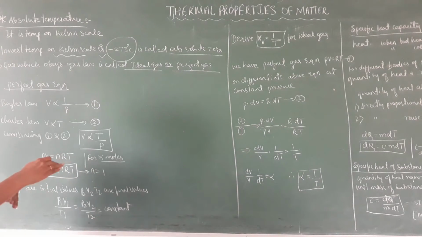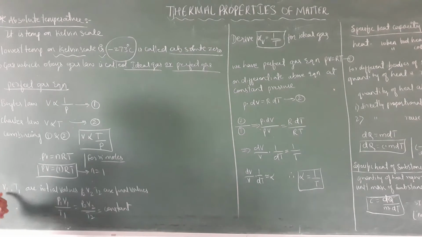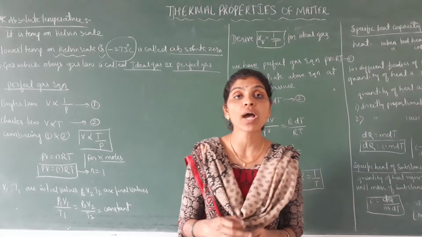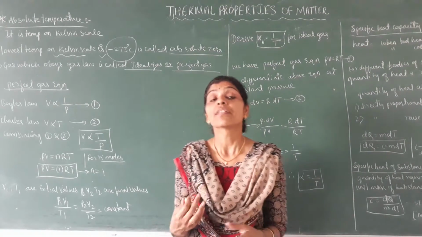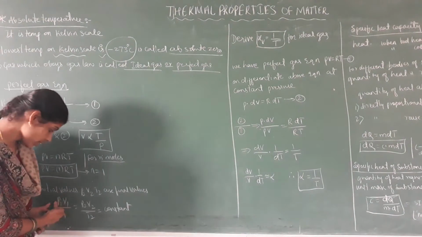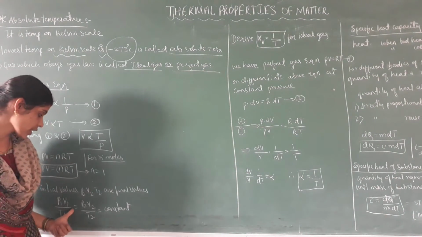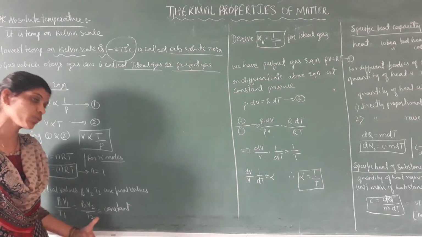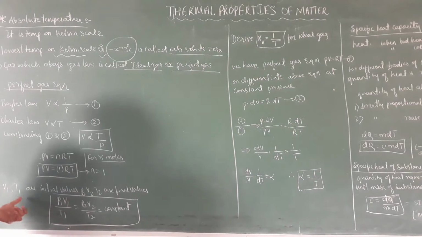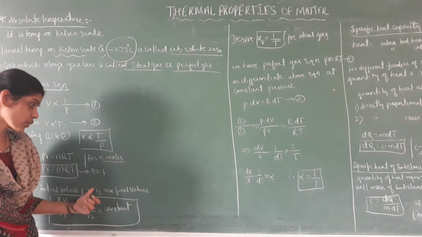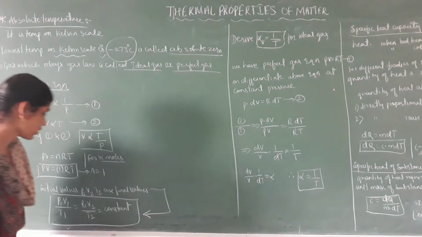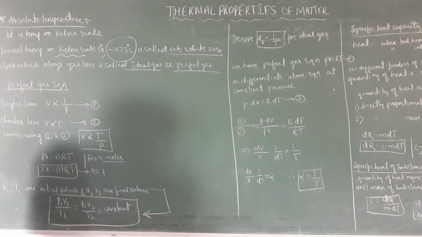If pressure P1, volume V1 and T1 are the initial values, and P2, V2 and T2 are the final values, then we write that P1 V1 divided by T1 is equal to P2 V2 divided by T2, which is equal to a constant. This is the formula we write for the ideal gas equation.